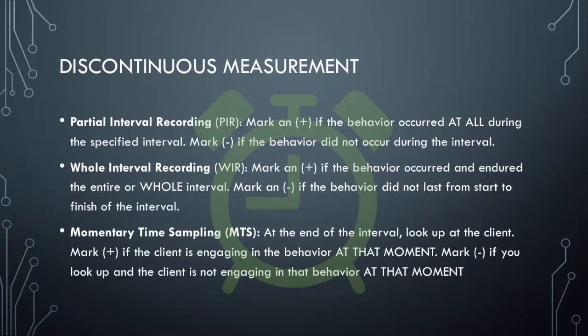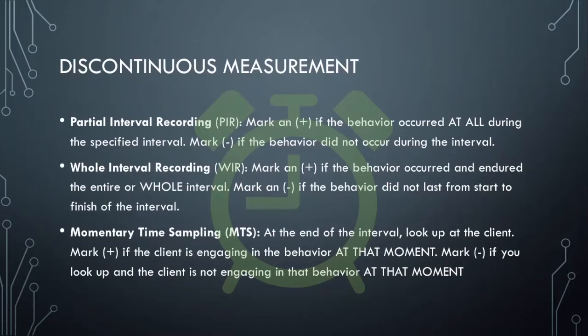It's partial interval recording, okay? So you have an interval, which is just like a set time, right? Of, let's say, 10 seconds, okay? If the behavior occurs at all, for example, let's do SIB, so smacking my head, okay? If I smack my head even just once during that 10-second interval, you're gonna mark it with a plus sign, right? So you're gonna mark that it occurred. So even if it just happens for a split second, you mark that it occurred.